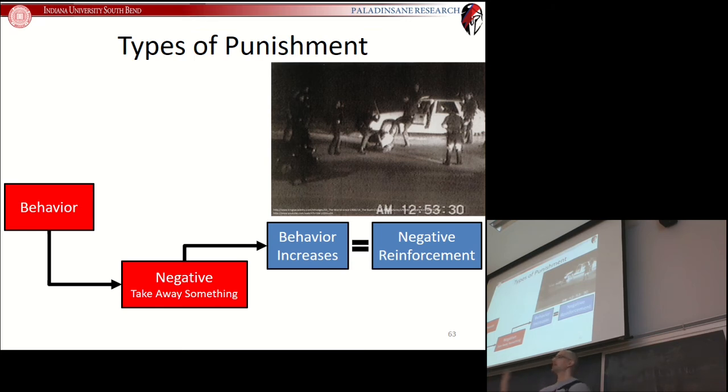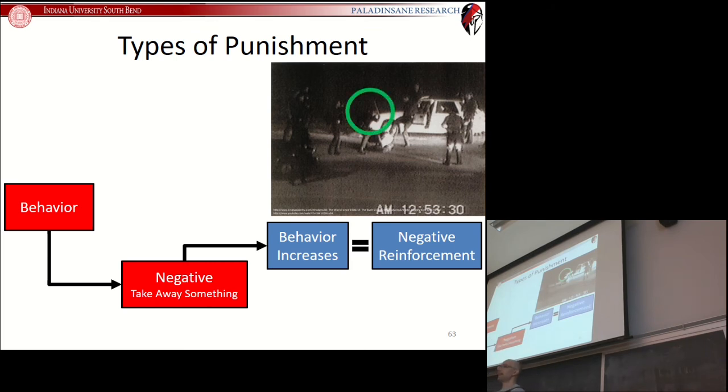Let's just, to make it a concrete example, let's say that it was a verbal behavior. Let's say that the verbal behavior was Rodney King going up to the police officer saying, "Why'd you pull me over? I didn't do anything. I'm innocent. Why was I pulled over?" That verbal behavior is part of these police officers' world.